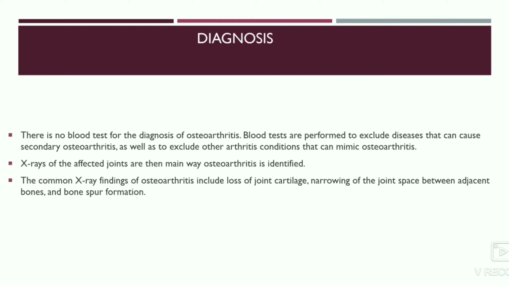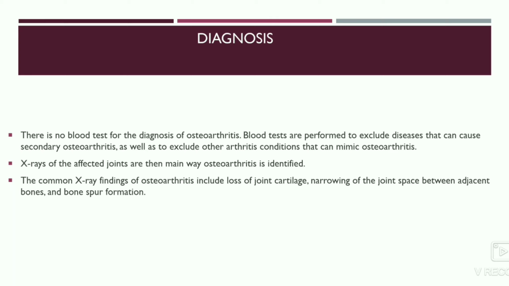What is the diagnosis of osteoarthritis? There is no blood test for the diagnosis of osteoarthritis. Instead, blood tests are performed to exclude diseases that can cause secondary osteoarthritis, as well as to exclude other arthritis conditions that can mimic osteoarthritis. The main way of identification of osteoarthritis is the X-ray examination.